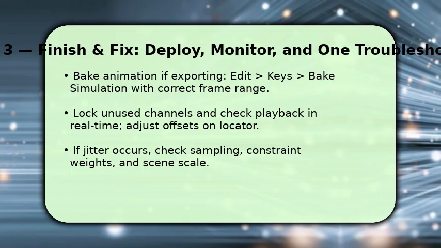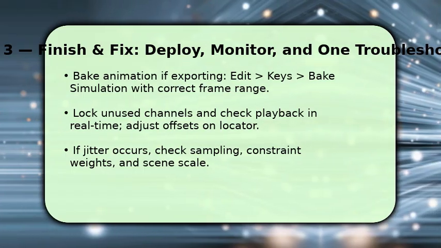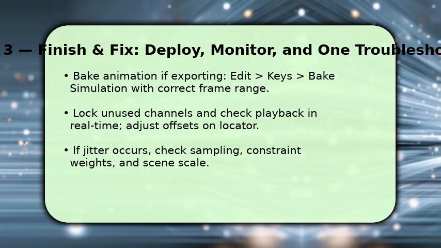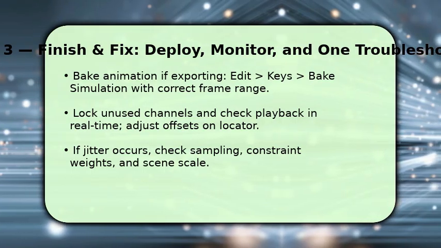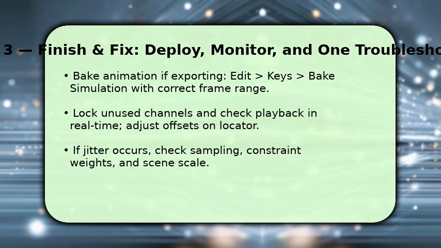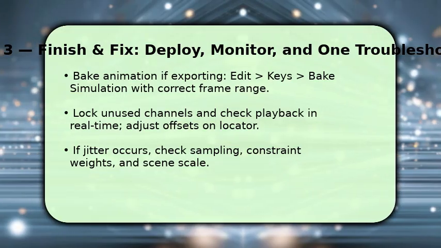This preserves smooth keyframes. If you see jitter or flipping, make sure constraint weights are stable, sampling rate is adequate, and scene scale is correct. Correcting those usually fixes common problems.